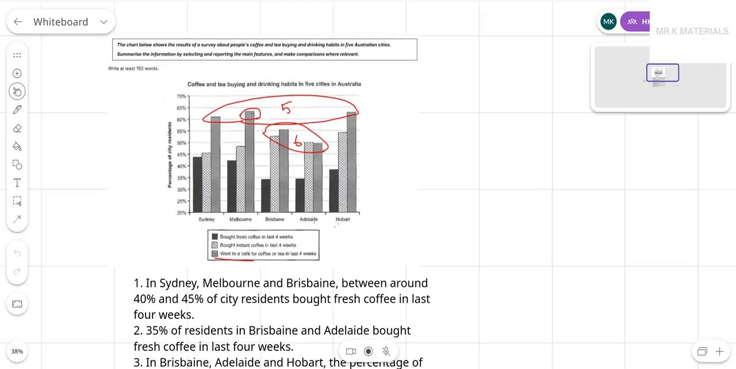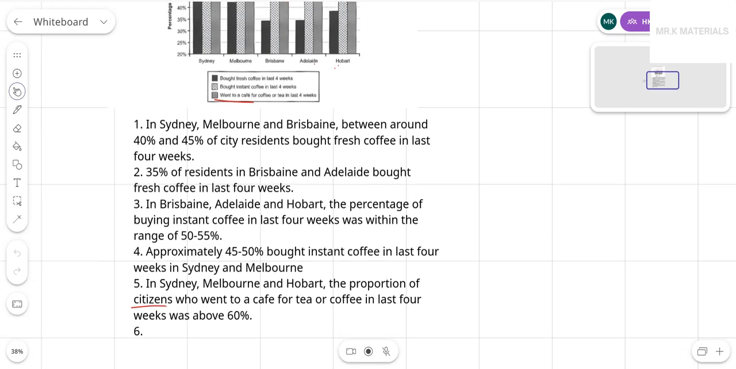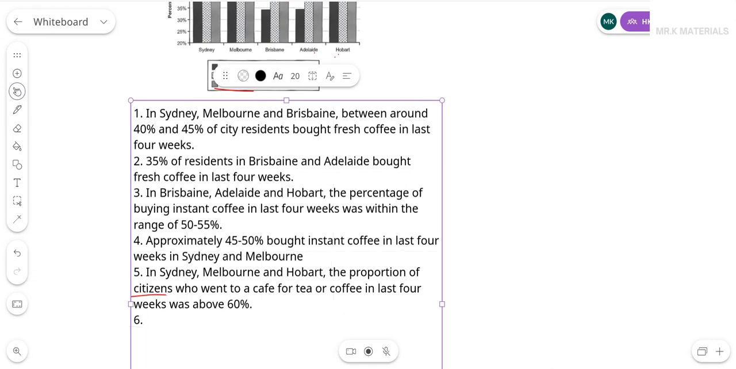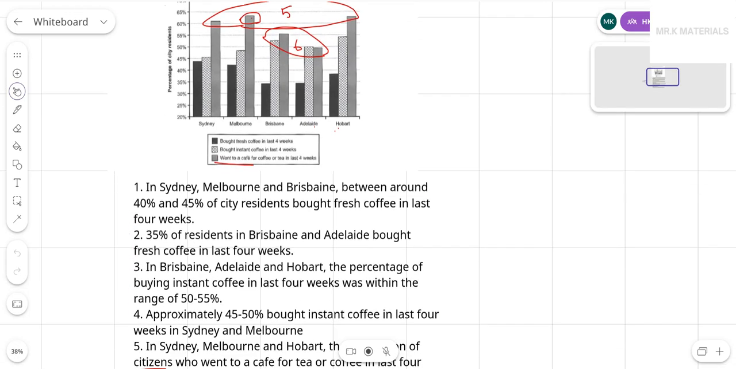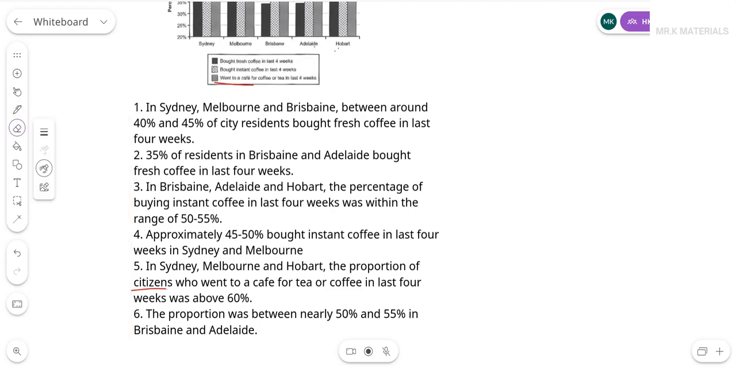The sixth key feature, Brisbane and Adelaide. All right, between 55 and 50%, right? Let's say the proportion was between, around, right? Let's say nearly 50% and 55%. Is it true? Yeah, 55% in Brisbane and Adelaide. And basically, I'm done here. So we have six key features.